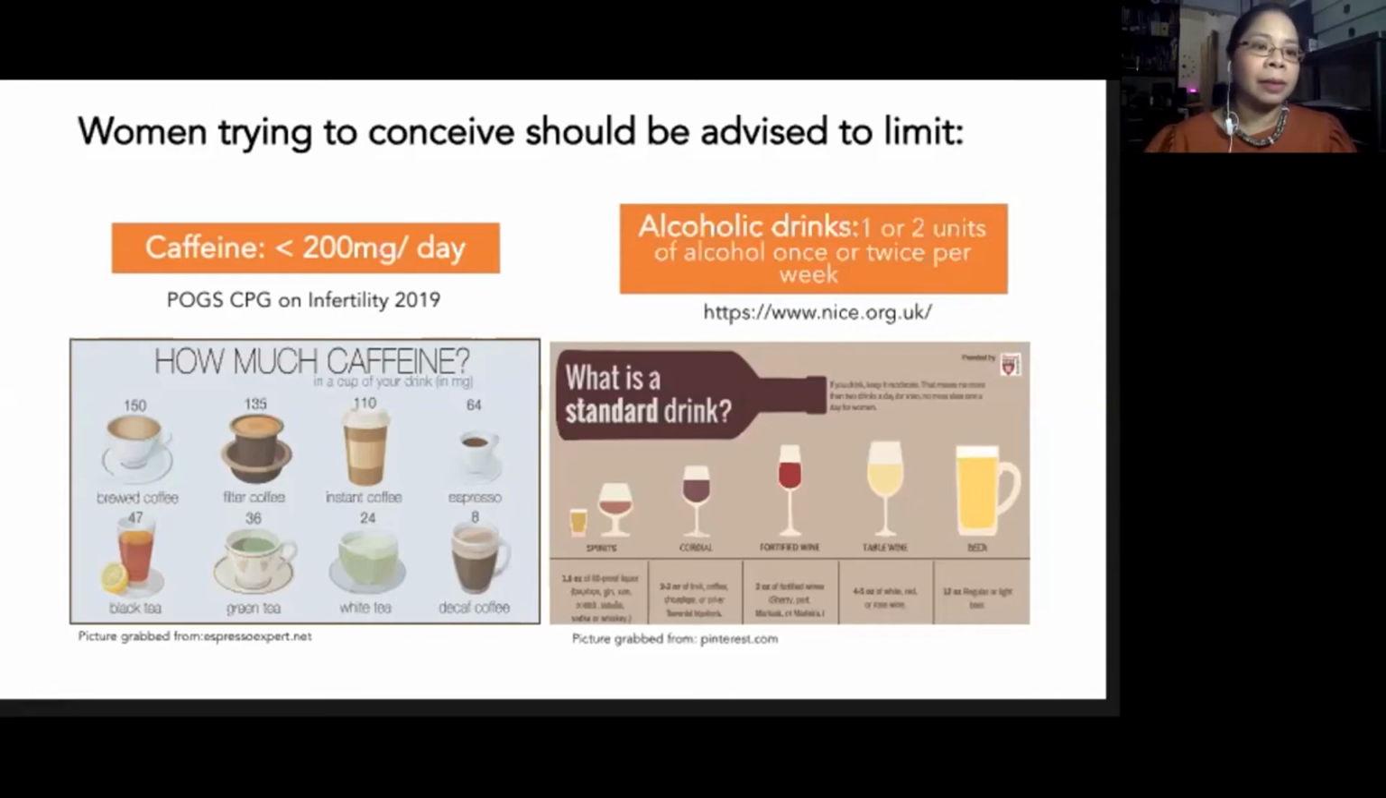Just to give you an idea what 200 milligrams of caffeine approximately looks like: one small cup of brewed coffee has about 150 milligrams of caffeine. Instant coffee has about 110 milligrams. Black tea, green tea, and white tea all contain less than 50 milligrams of caffeine, and even decaf has a little bit of caffeine, about 8 milligrams. For alcoholic drinks, one standard drink is about 12 ounces of regular or light beer, and also one standard drink is equivalent to about 4 to 5 ounces of white or red wine.